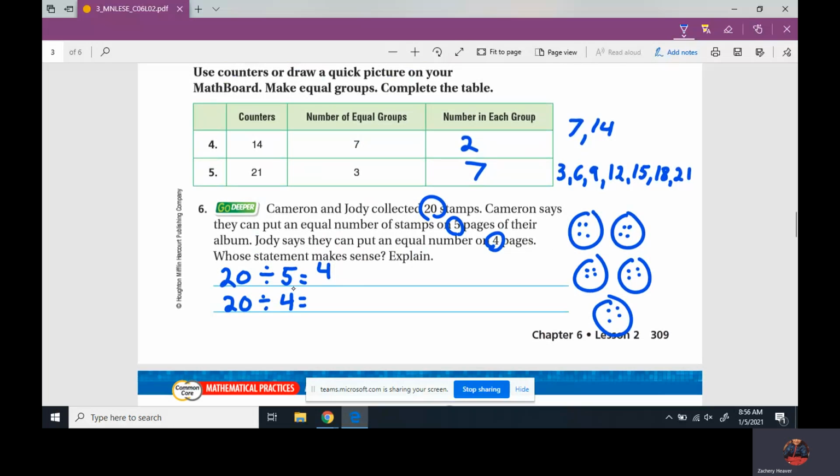But let's say that was 21. I put 21 up here. Guess what? The first page would have 5 while everybody else would have 4. So that would not work. They all have to have the same amount.